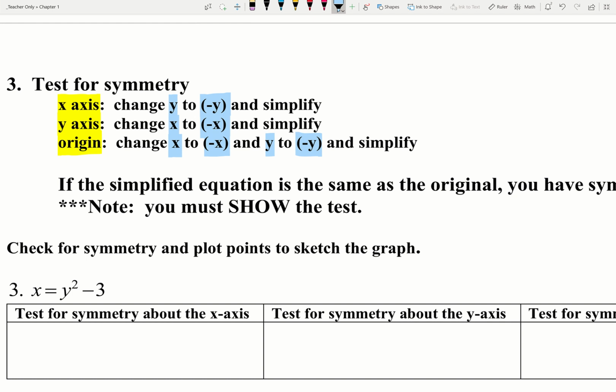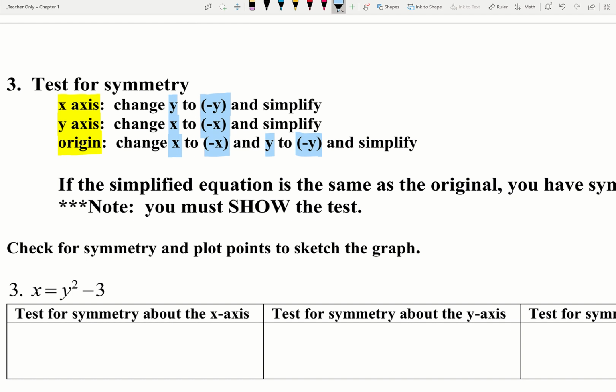So in the cases of those two tests, it would just basically be said as, can you plug in negative y and nothing changes, or can you plug in negative x and nothing changes? In the case of origin symmetry, what we would want to try to see if we can do is plug in both.